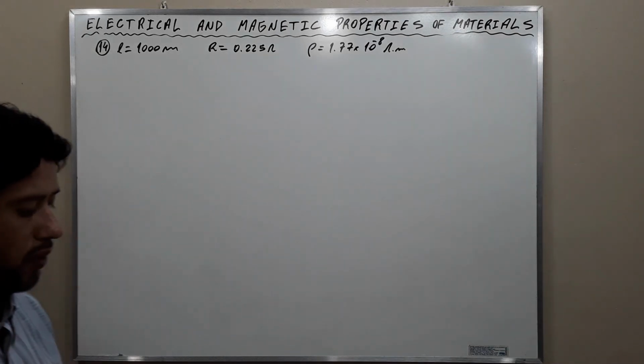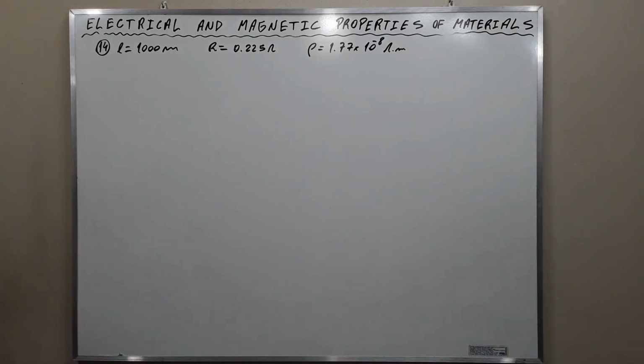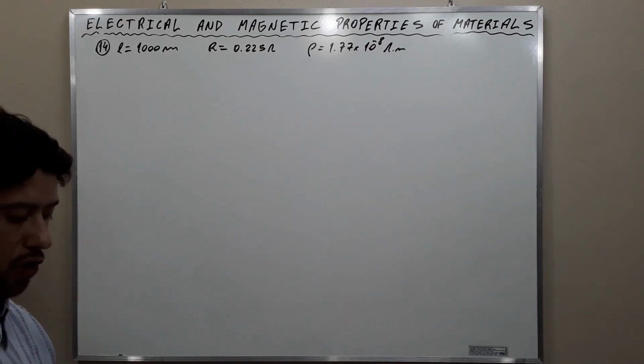Exercise 14, a solid cylindrical copper conductor has a length of 1,000 meters, a resistance of 0.225 ohms, and a resistivity of 1.77 times 10 to the negative 8 ohm meter. With this data, calculate the diameter of the conductor. This is the exercise. Let's solve it.